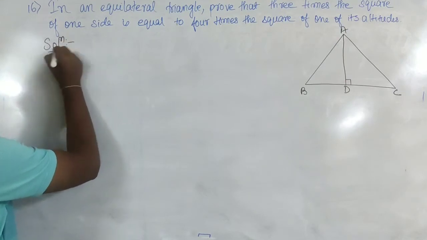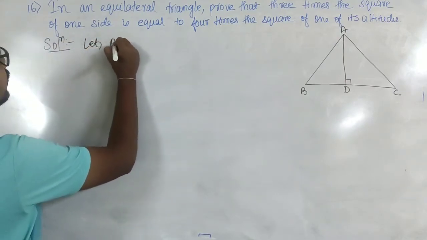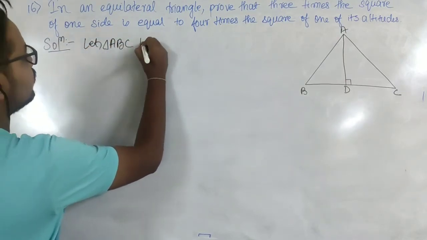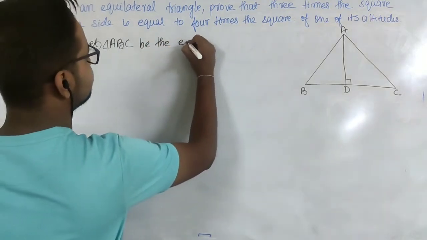So let's start the solution, and first write: let triangle ABC be the equilateral triangle.